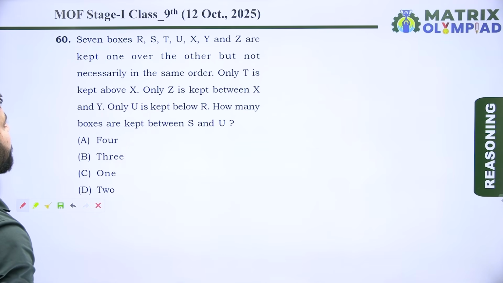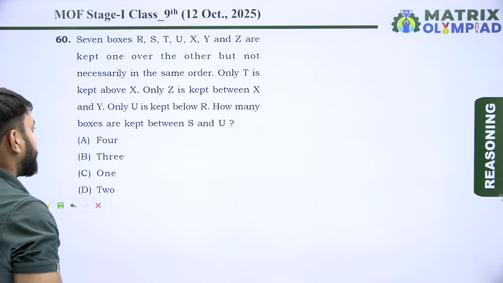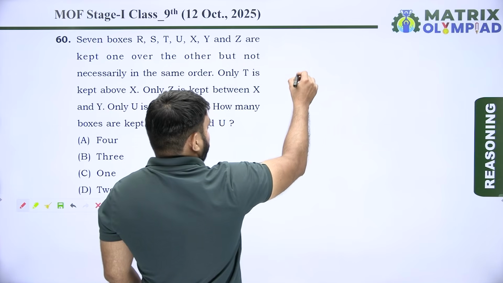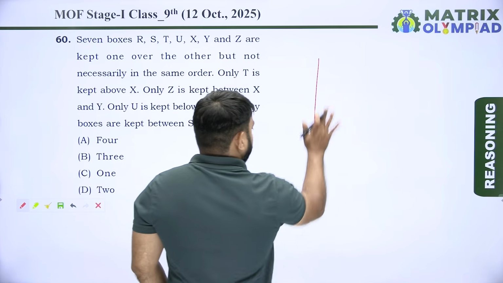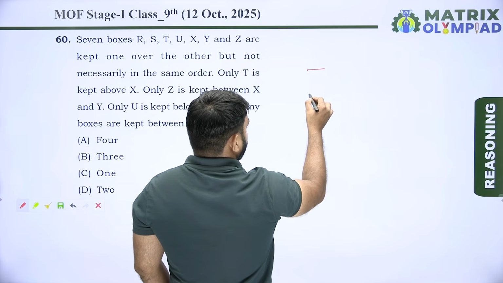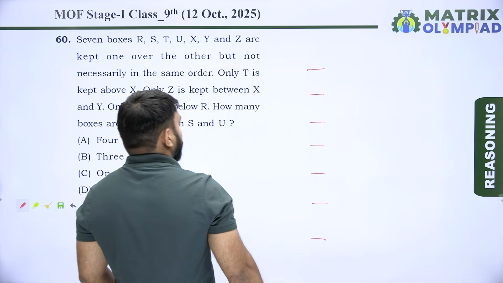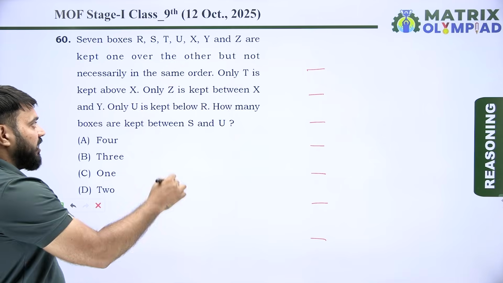7 boxes R, S, T, U, X, Y and Z are kept one over the other but not necessarily in the same order. Only T is kept above X. Only Z is kept between X and Y. Only U is kept below R. How many boxes are kept between S and U? So there are 7 boxes, 1, 2, 3, 4, 5, 6 and 7, kept one over the other.